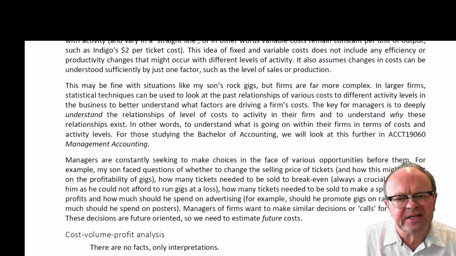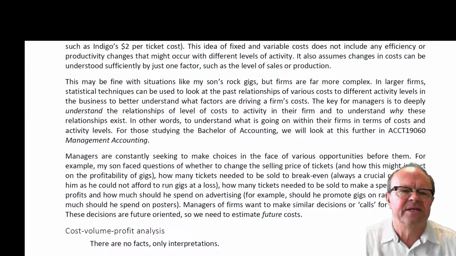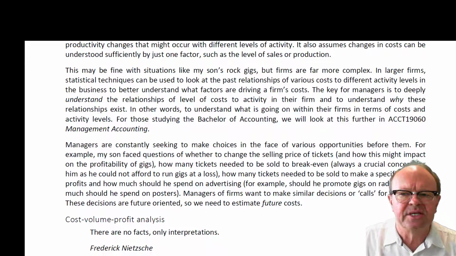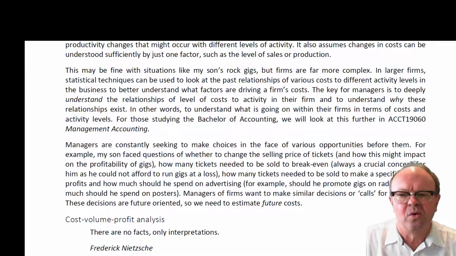This idea of fixed and variable costs does not include any efficiency or productivity changes that might occur with different levels of activity. It also assumes changes in costs can be understood sufficiently by just one factor, such as the level of sales or production.